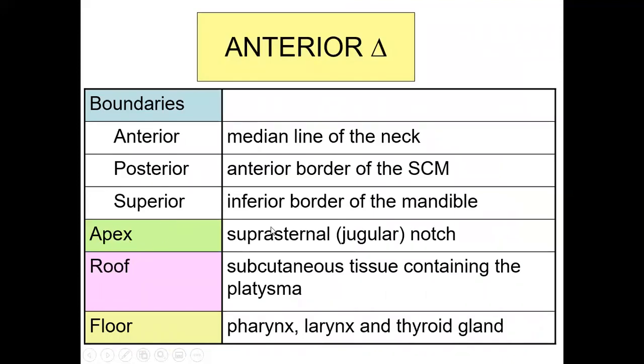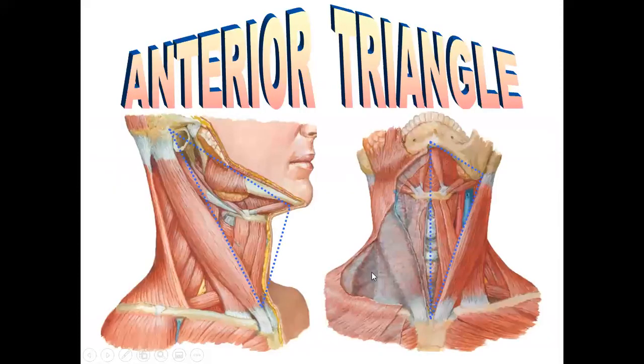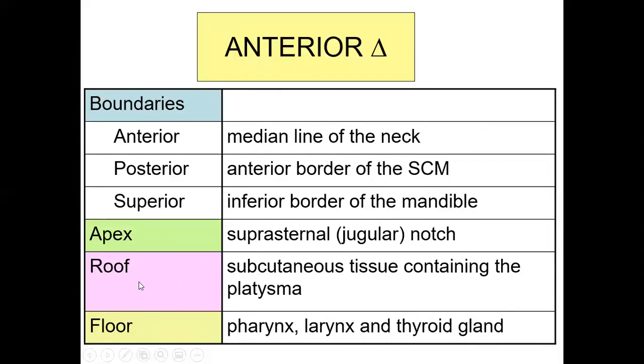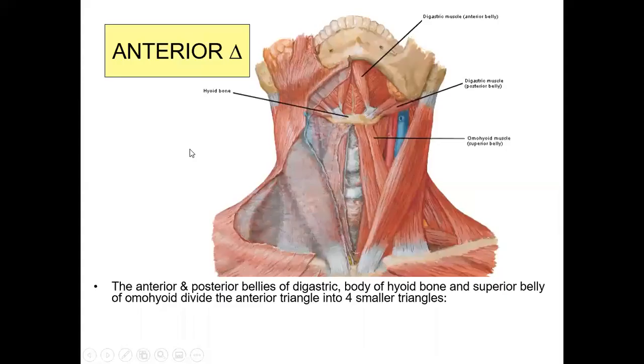And then the apex is toward the jugular notch. For the roof, it is covered by the subcutaneous tissue that contains the platysma muscle. And for the floor, we have the pharynx, larynx, and also the thyroid gland that are present in the floor of the anterior triangle of the neck.